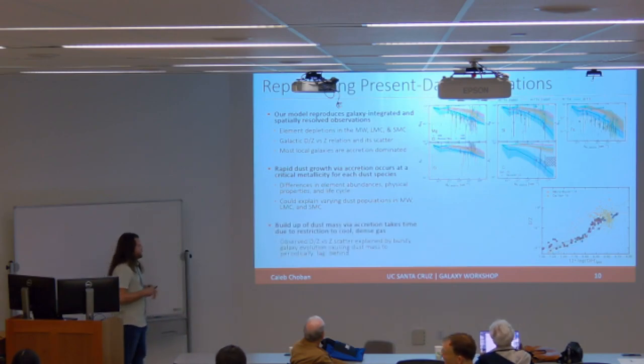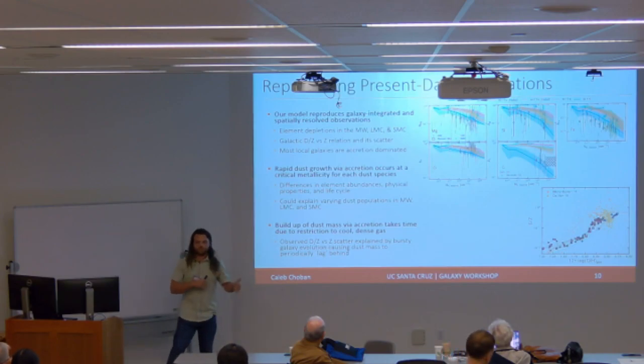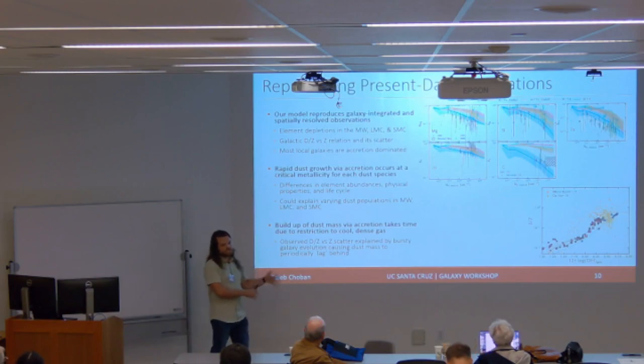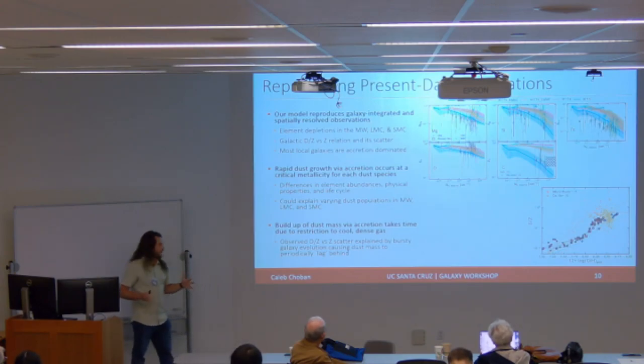We also find that the buildup of dust mass once accretion is efficient takes time, because accretion only happens in dense regions. So you have to cycle the gas in your galaxy into these dense regions to grow your dust mass, and then back out. And so it can take an appreciable amount of time depending on the overall amount of cold gas fraction in your galaxy.